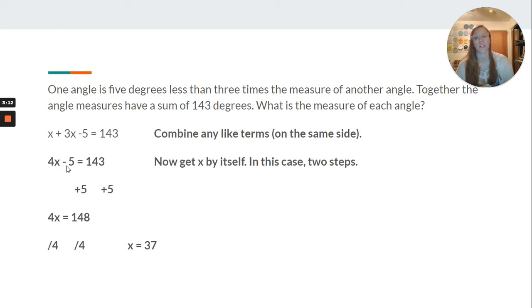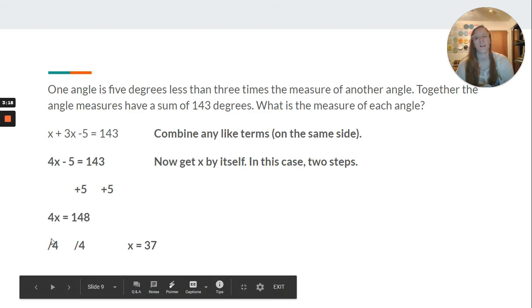So first we combine any like terms that are on the same side. x plus 3x is 4x minus 5 equals 143. Now get x by itself. So 2 steps, plus 5 to both sides. Then divide by 4, we end up with 37.